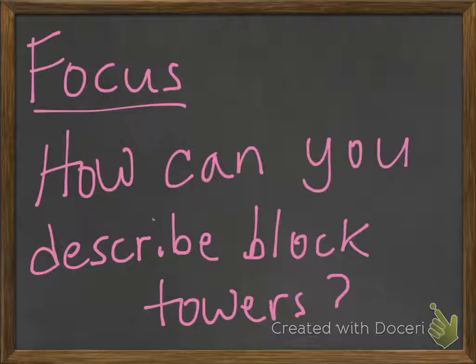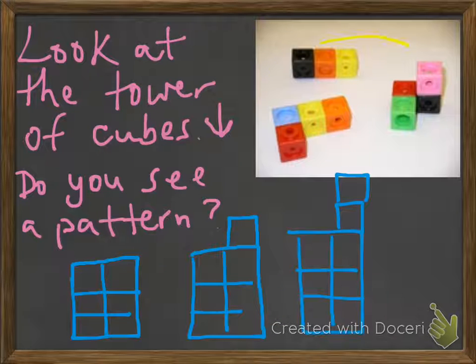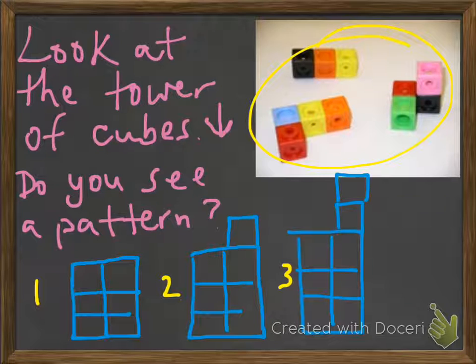Our focus is how can you describe block towers? And chances are you've worked with these before. So take a look. We're going to pretend like we're using these connect cubes to build towers, and we just draw them out. So look at the tower of cubes. Do you see a pattern? So this would be number 1, this would be number 2, number 3. What pattern do you see?